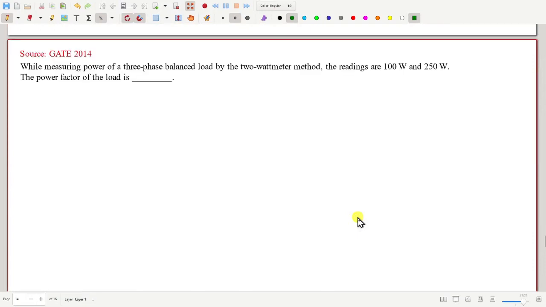Here is one. It says: while measuring the power of a 3-phase balanced load by the 2 wattmeter method, the readings of the 2 wattmeters are 100 watt and 250 watt. How much is the power factor of the load? I think this is very straightforward. Would you like to try first? I will just wait for a minute or so for you to try. So 36.6 degree. And how much is cos theta? 0.8. Okay, I think you are right. So let us solve.